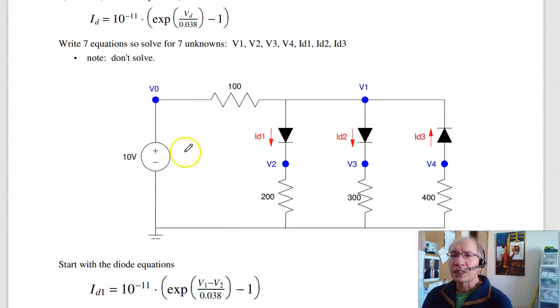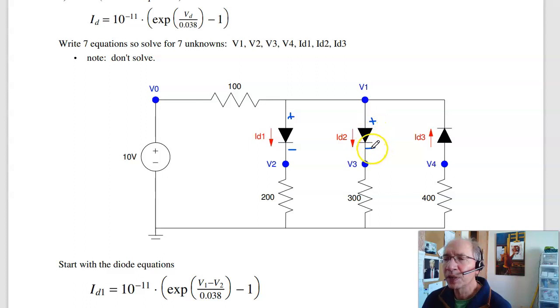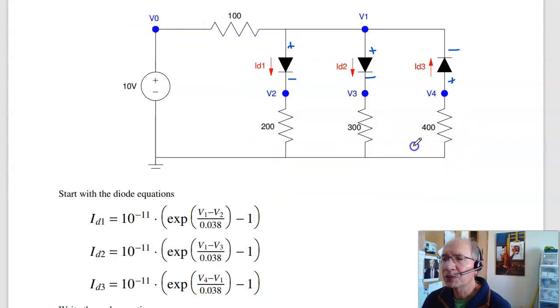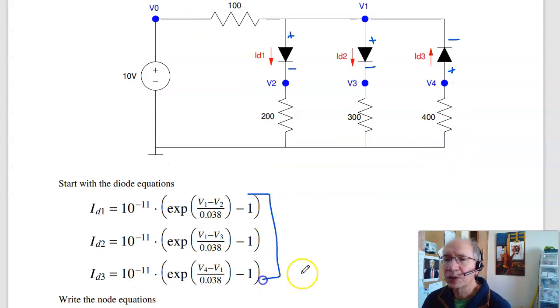Problem 6. Write the equations for this circuit. Again, write the diode equations first. Here's the voltage across the first diode. That's V1 minus V2. Voltage across the second diode, V1 minus V3. Voltage across the third diode, V4 minus V1. So those would be your 3 diode equations.